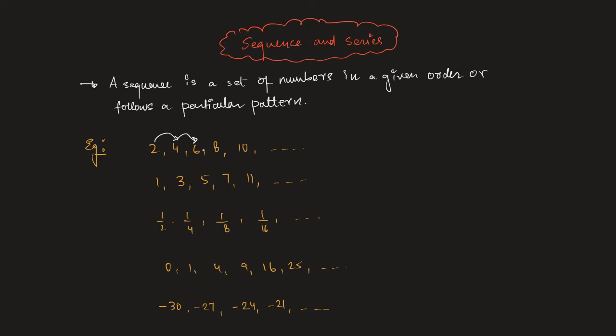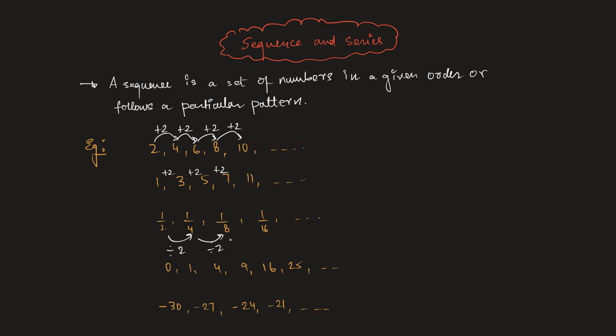If you see, there is a jump of 2, meaning plus 2, plus 2, plus 2, plus 2. So this is following a particular pattern, so this is a sequence. Similarly over here, this is a sequence because this is also following the pattern of plus 2. This is a sequence because this is following a pattern of divide by 2.